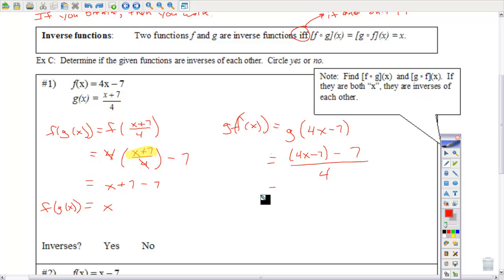So what can we do? Well, we have a minus. I think I wrote this down wrong. This should be a plus. We have a minus 7 and a plus 7. That gives us 0. Then we have 4x over 4. Now we can cancel those 4's because we're multiplying the entire top and bottom by 4, so we get x. We get x for both answers. Are these inverses? Yes, because once again, this says up here in the definition, if you do the composition, you will get x for both answers.